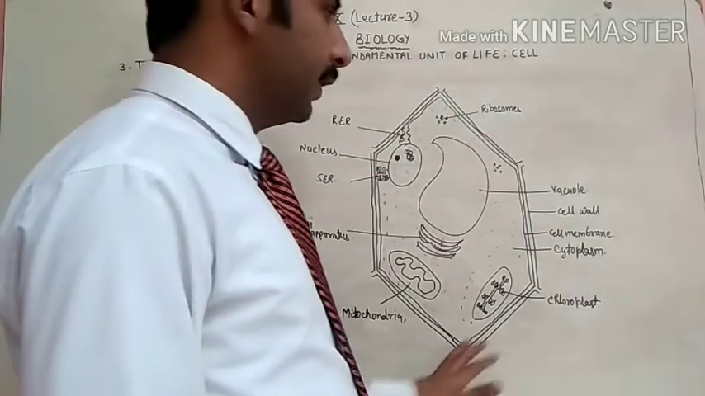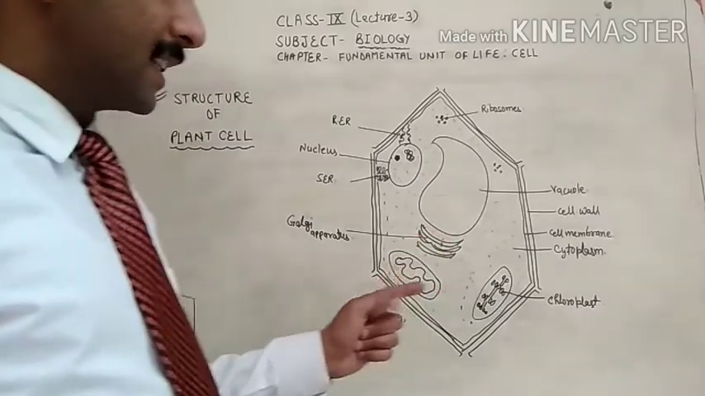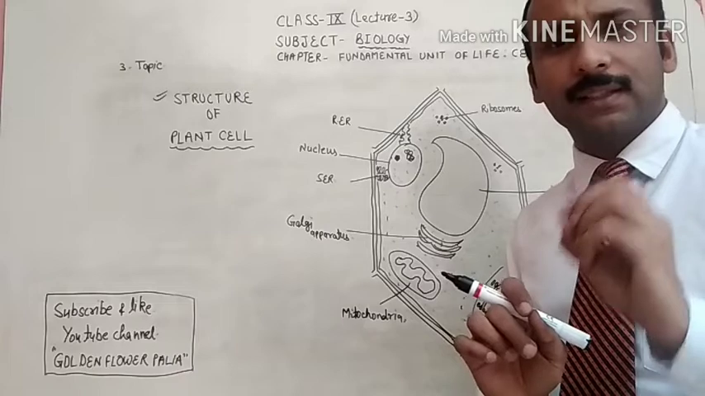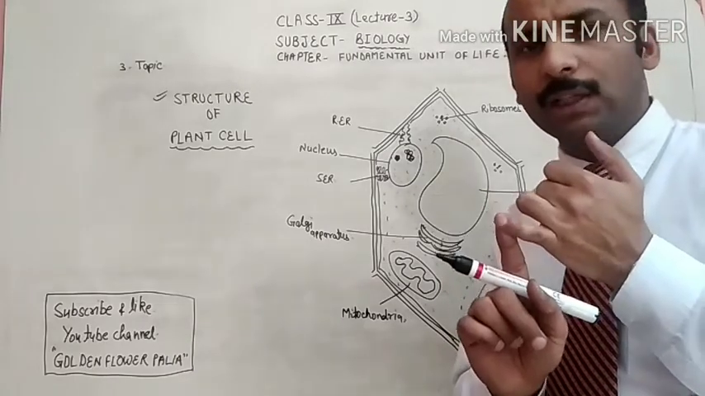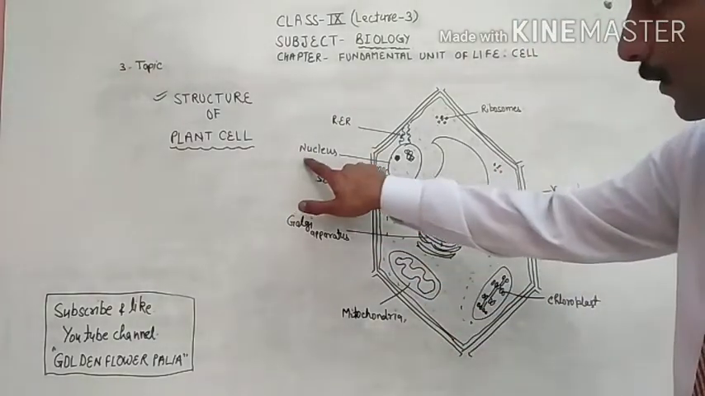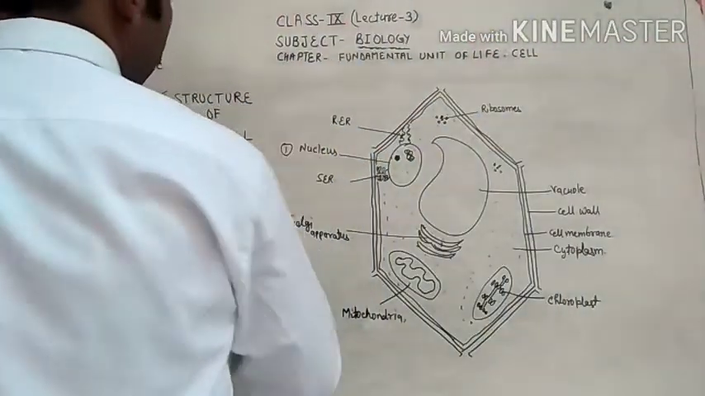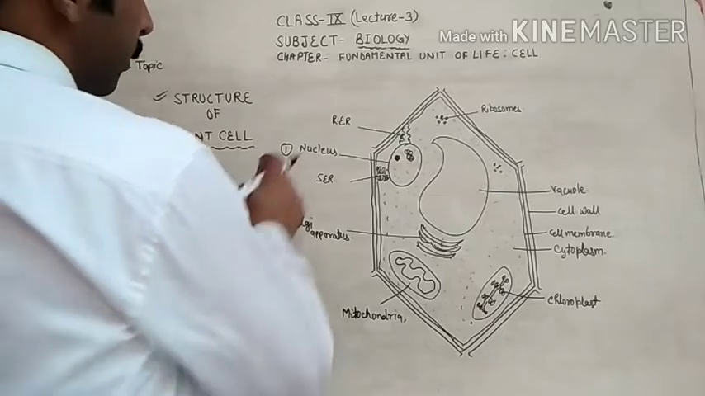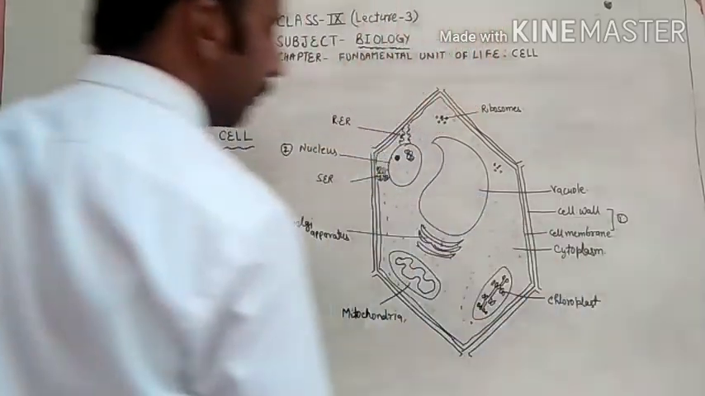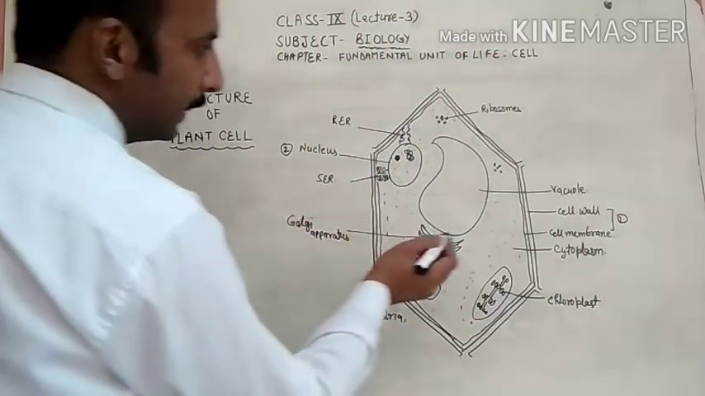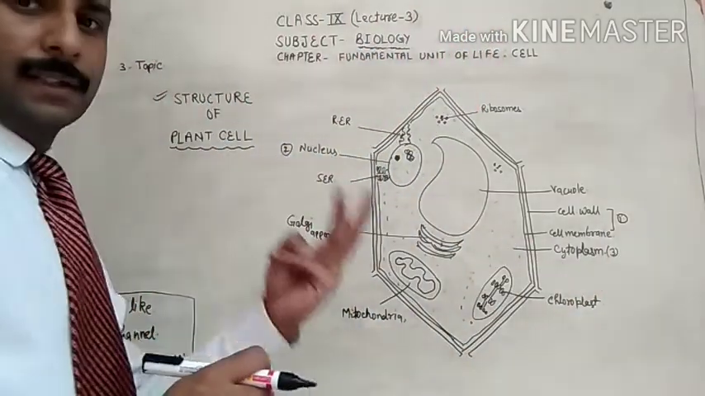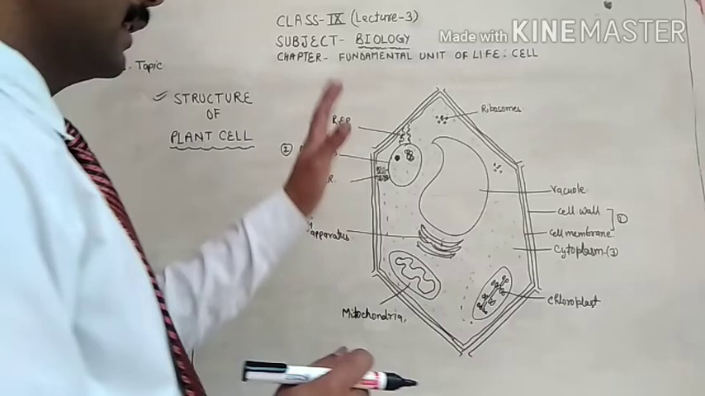This structure is already given here, right? And I will explain it to you. As I told you in the last video, the cell has three main parts. The first one is the cell wall and cell membrane. Second one is the nucleus. Third one is the cytoplasm. First this one, cell wall and cell membrane, this is the first part. This is the second part. And this is the third part, cytoplasm. These are the three main components of the cell.